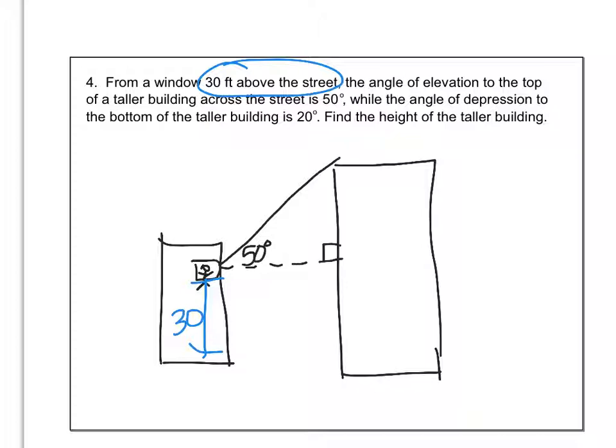And then we know that to the bottom of the taller building, which is going down like that, the angle is 20 degrees. Our goal is to find what this whole height is. That's what we want to find.